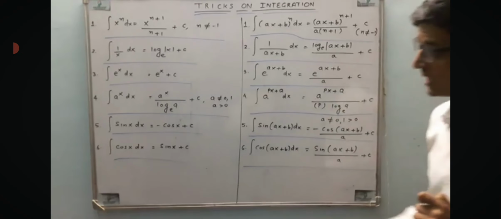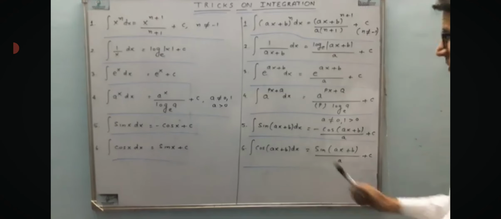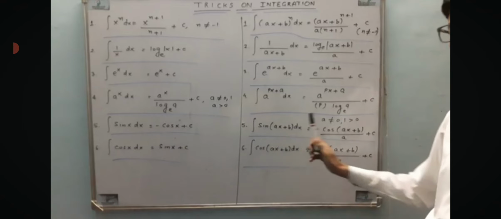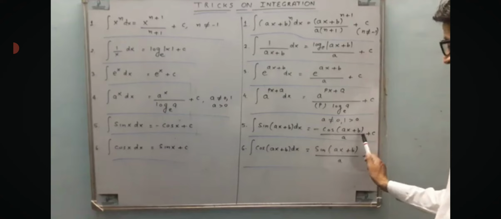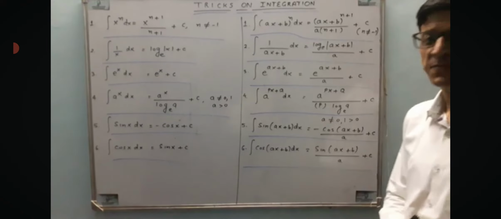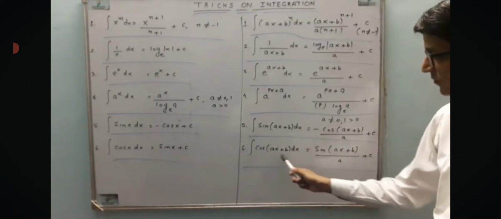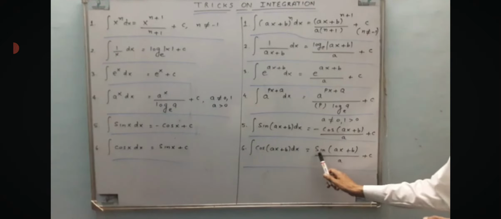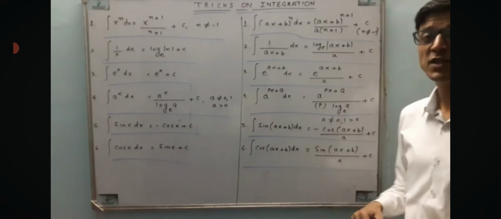Sin x has integration minus cos x plus c. So if we have sin of ax plus b dx, the integration would be minus cos of ax plus b divided by a plus c. If we have cos x dx, it is equal to sin x plus c. So if we have cos of ax plus b dx, the integration would be sin of ax plus b divided by a plus c. So in this way you can solve your questions quickly by these tricks.